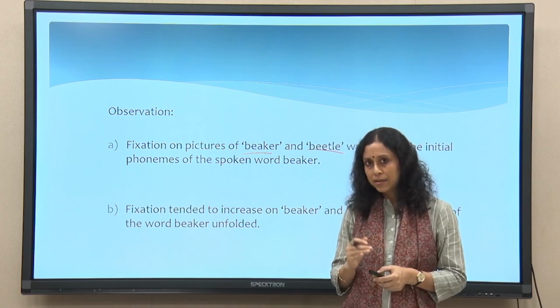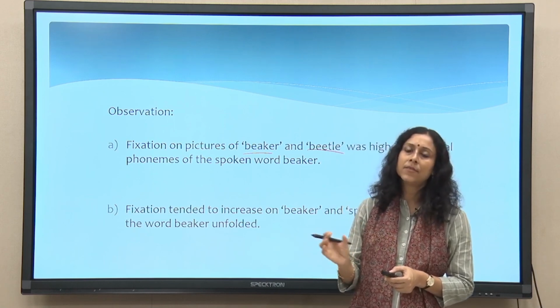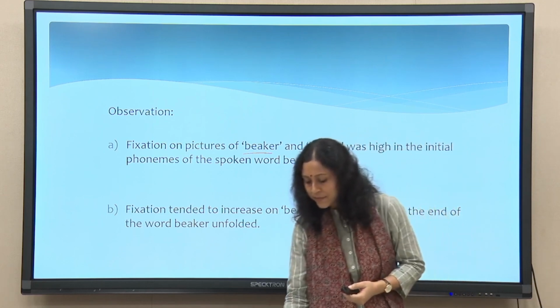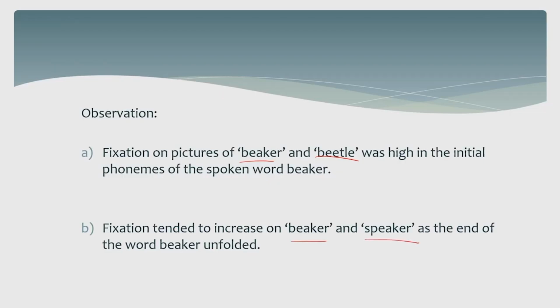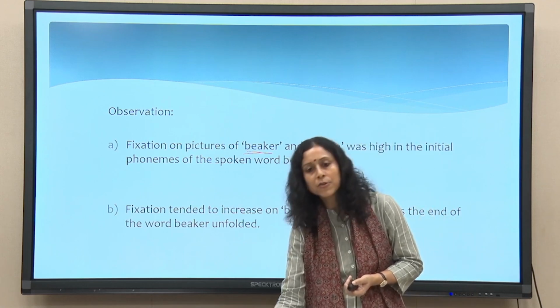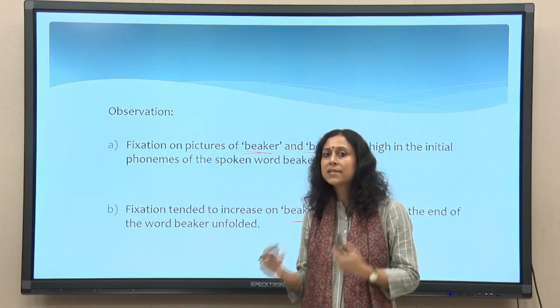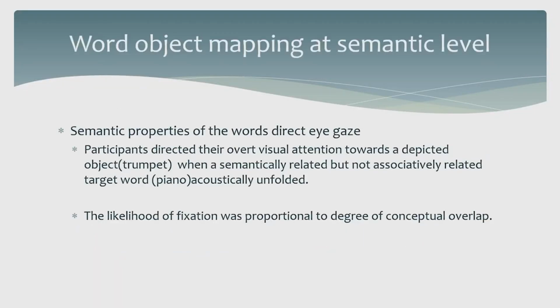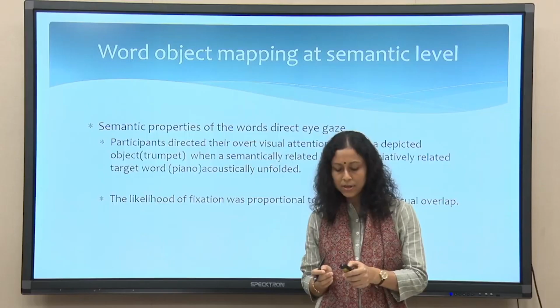Now, after the B part is over and the second syllable is pronounced, ker, by now you already know that it is beaker, right. But even then fixation tended to increase on beaker and then speaker as the end of the word beaker unfolded. This is a remarkable finding. The earlier part is still fine because you still do not know what is coming your way, whether it is beaker or beetle. But here we have already moved on to the later part of the word. The participants still look at the speaker, because the final phonemes of these two words are similar. This all happens within a remarkably short span of time.